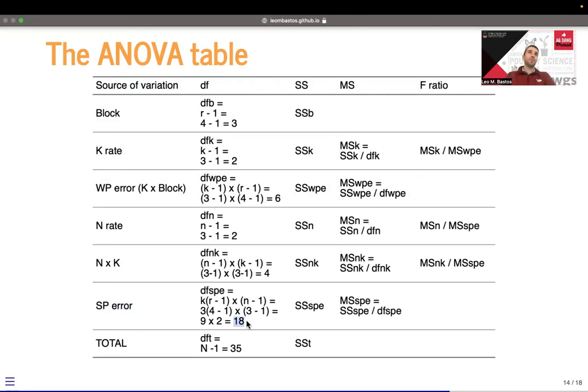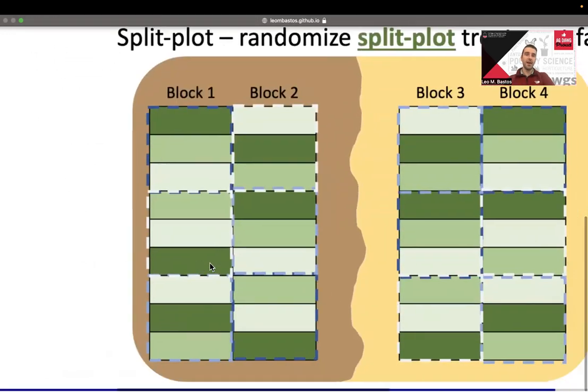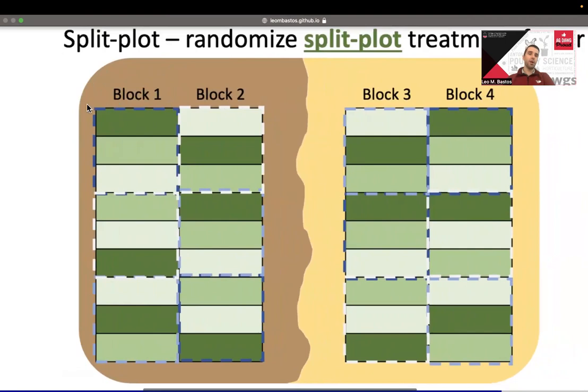You would always expect to have more degrees of freedom in your split plot error term than in your whole plot error term. Always, right? Because if we quickly go back to here, you can imagine that you're only replicating your whole plots. In this case, each block only has a given whole plot treatment level one time, right? So block one here, let's say this is the blue one, let's say it's potassium 0, 30, and 60. It may not be that, but just imagine that.